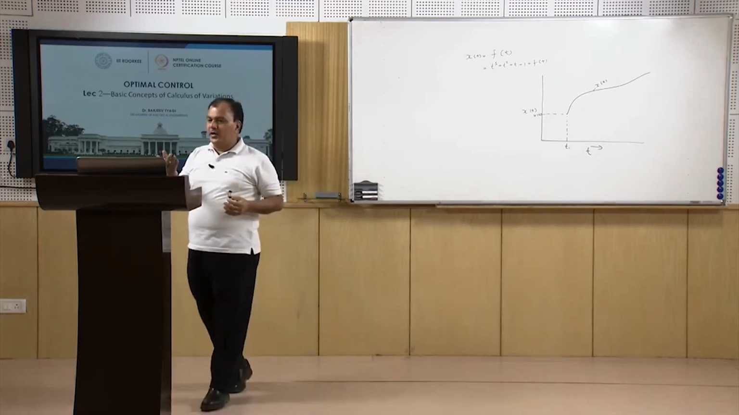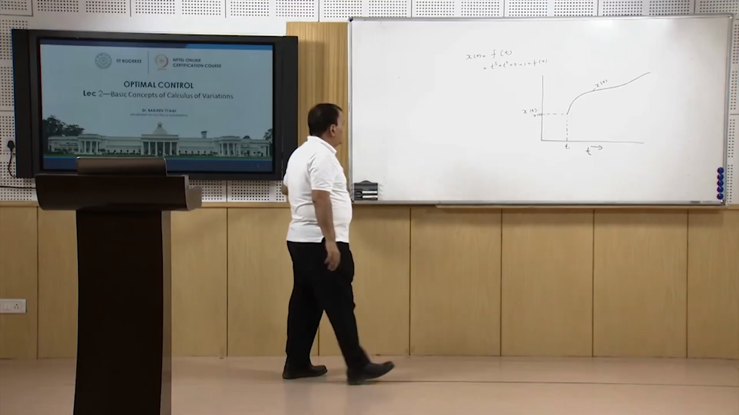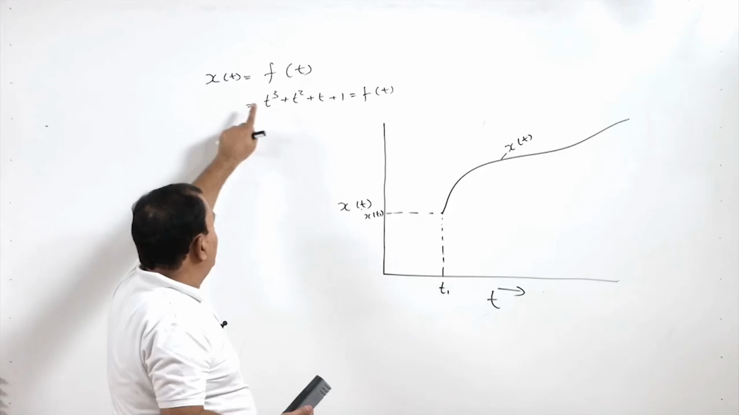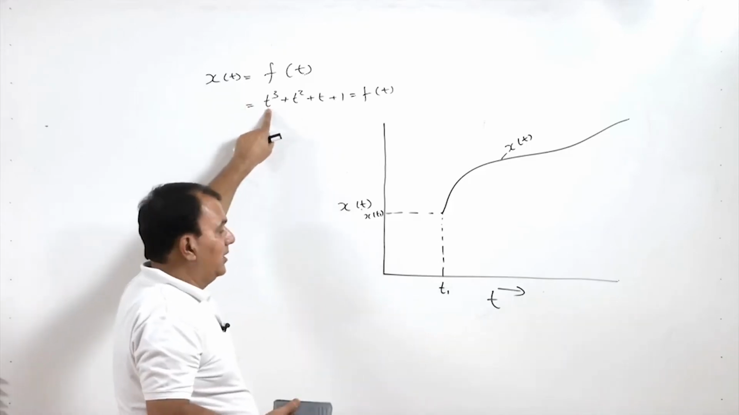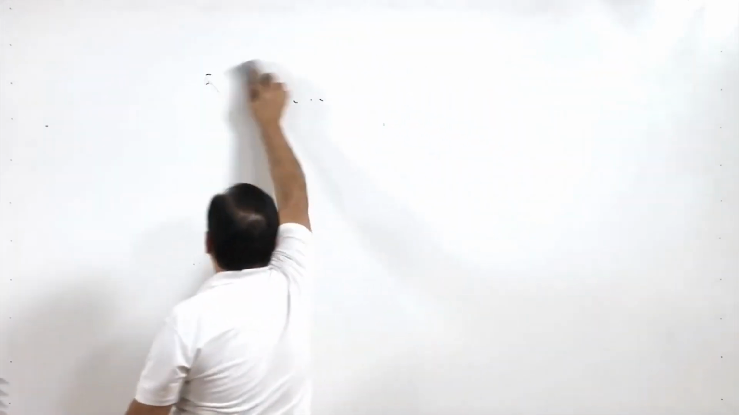Normally, in many subjects we have already studied the function as x. Our next definition is the functional. A variable quantity J is a functional dependent on the function x, like in this case, my x will depend upon t. Similarly, I can have a function which will be a function of different functions.